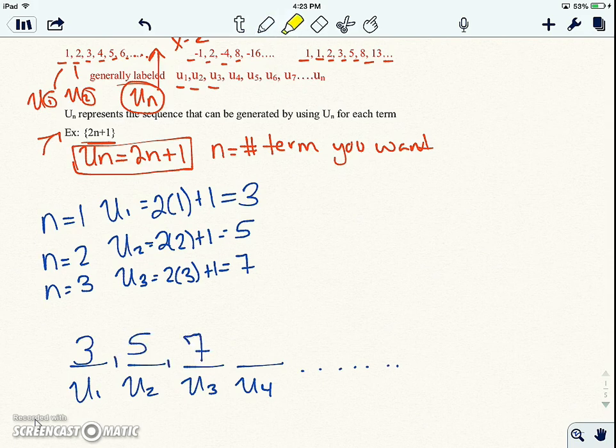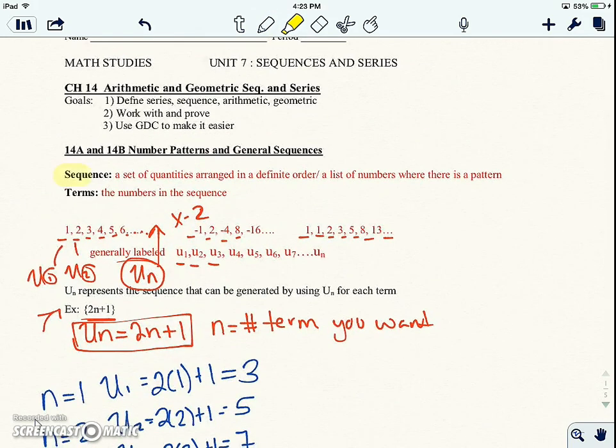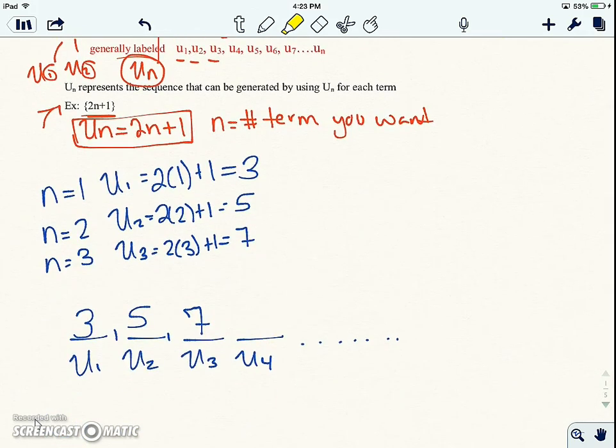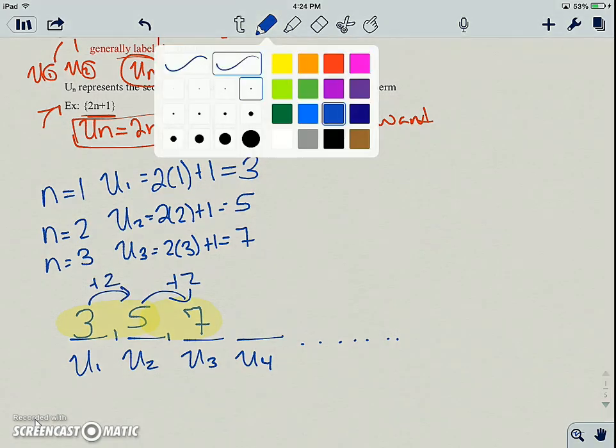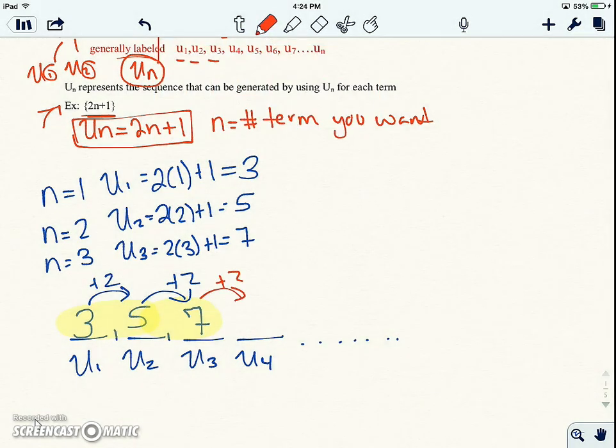If you're looking for the pattern, remember that by definition a sequence is a list of numbers where there is a pattern. I hope you can see that they're adding 2 each time. So without even using the formula, I could see that the next ones would be 9, 11, and so on. The reason the formula is useful is what if I wanted the 100th term? I don't want to have to add 2 up to the 100th term, so this is the case where I'd want to use the formula.